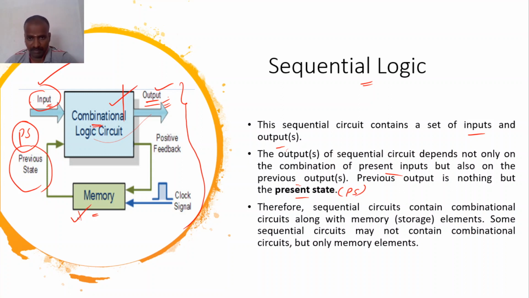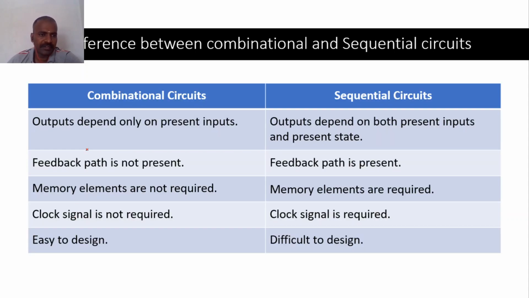Next, I would like to explain the differences between combinational and sequential circuits. Have a look at the first difference. Output depends only on present input: this is the definition of a combinational circuit. Output depends on both the present input as well as the present, past or previous state: this is the definition of sequential circuits. Then, the feedback part is not present in combinational circuits, since the output depends only on the present input, so feedback is not needed.